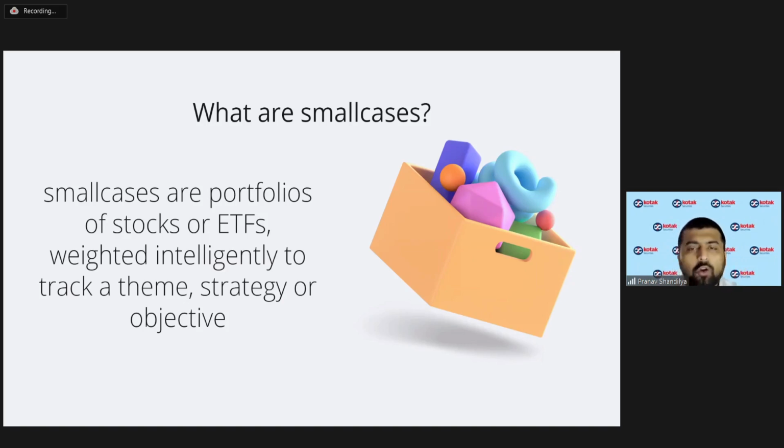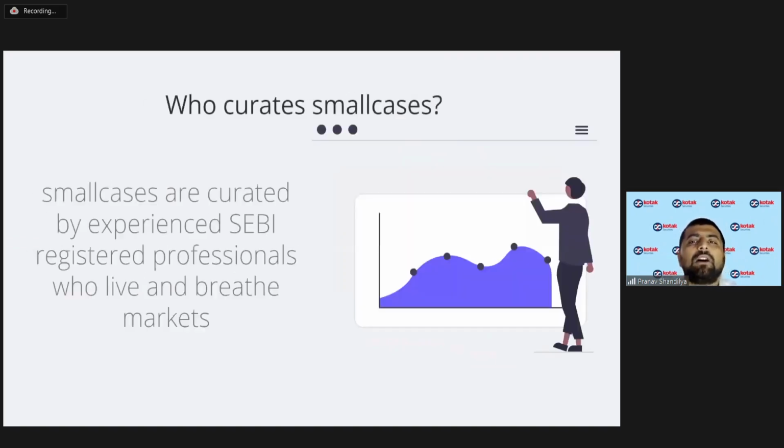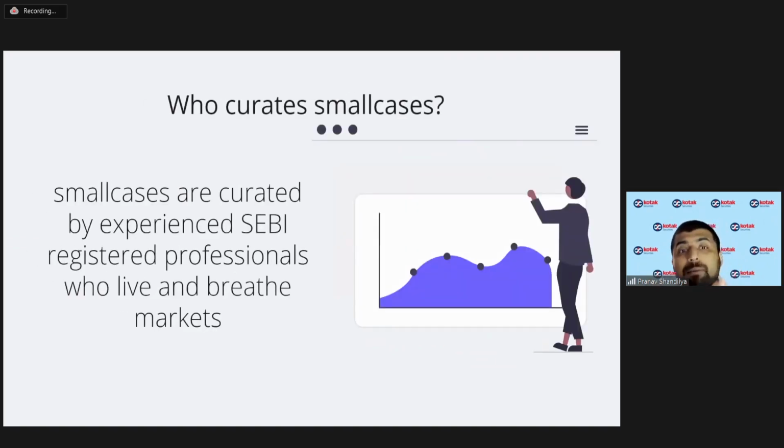Tomorrow, can I wake up and build a portfolio of, let us say, 5-6 stocks and call it a smallcase? No. Smallcases are designed by SEBI-registered professionals. What do I mean by SEBI-registered professionals? For those of you who don't know, the Indian stock market is governed by a governing body called SEBI, which stands for Securities Exchange Board of India.